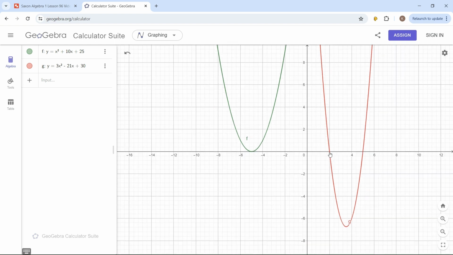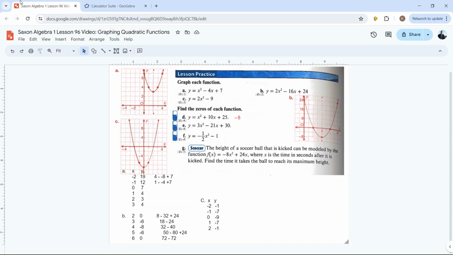We can find those zeros by simply clicking on the graph. We see that one of our roots or zeros is at 2. The other one is at 5. So for this one, I'd say that the zeros are 2 and 5. And let's just plug those in and see what happens. 3 times 2 squared is 3 times 4, which is 12. Minus 21 times 2, well, that's 12 minus 42 is negative 30. Negative 30 plus 30 is 0.